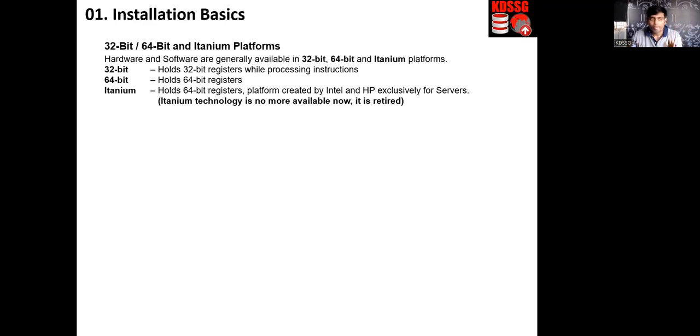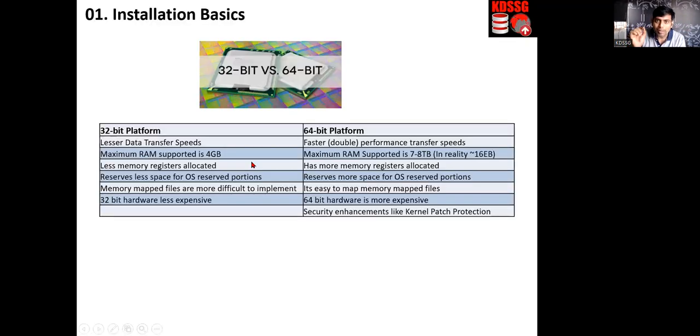Same way, there will be a question coming up: difference between 32-bit and 64-bit. Please keep it simple, just two or three fundamental points. 32-bit systems are old hardware platforms; 64-bit are the latest. In 32-bit systems, 2 to the power of 32 is equal to 4 GB, so you cannot have more than 4 GB of RAM in those systems. In 64-bit systems, it is 2 to the power of 64.